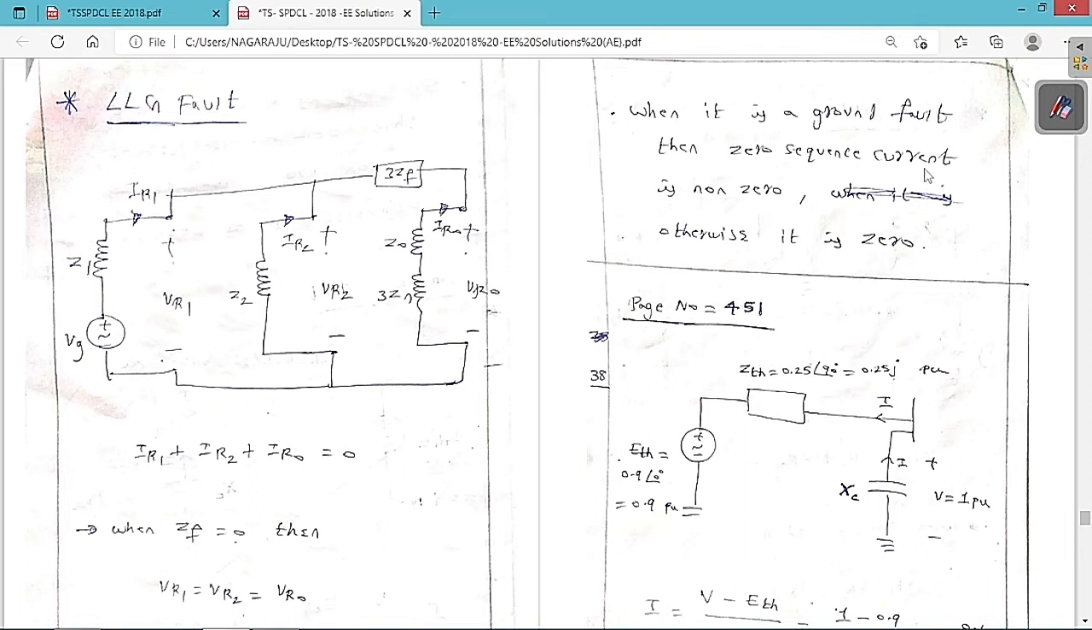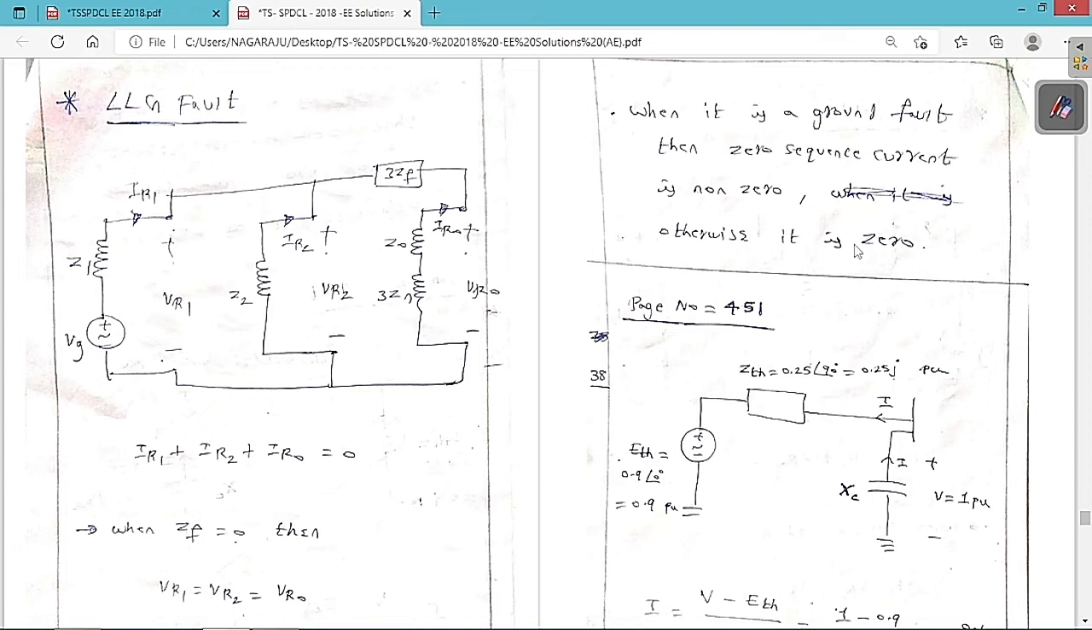So this is a concept that you always have to remember. When it is a ground fault, then zero sequence current is always non-zero, otherwise it is 0. So finally I can say that in the LG fault, all the sequence networks are connected in series, whereas in the double line fault only the positive sequence and negative sequence networks are connected in parallel.